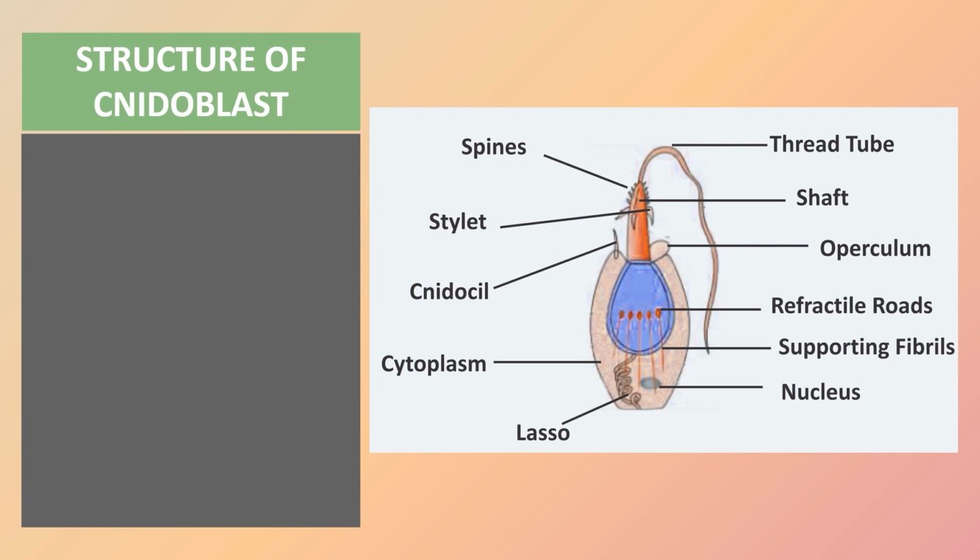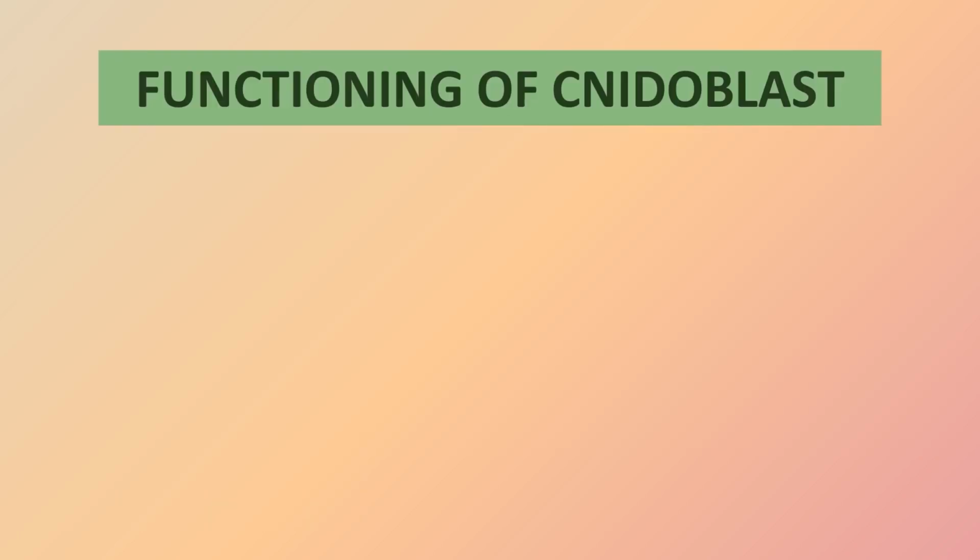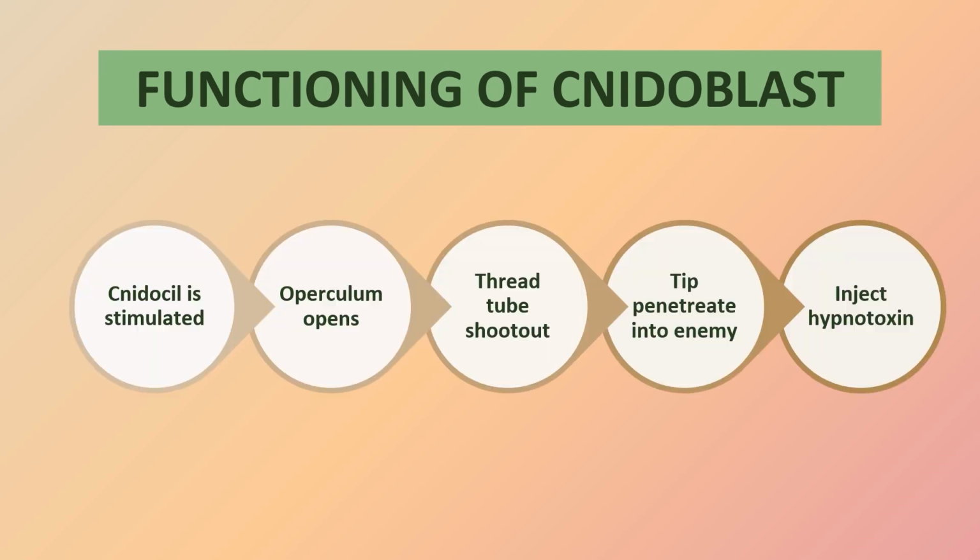Structure of cnidoblast. The cnidoblast consists of nematocyst, nucleus, hypnotoxin, thread tube, bud, barbules, operculum, and cnidocil. These structures coordinate together and help in the offense and defense mechanism of the organism. Functioning of cnidoblast. The cnidocil is stimulated by an external stimulus. Following that, it stimulates the operculum, which opens so the thread tube shoots out. The tip of the thread penetrates into the enemy and injects hypnotoxins.